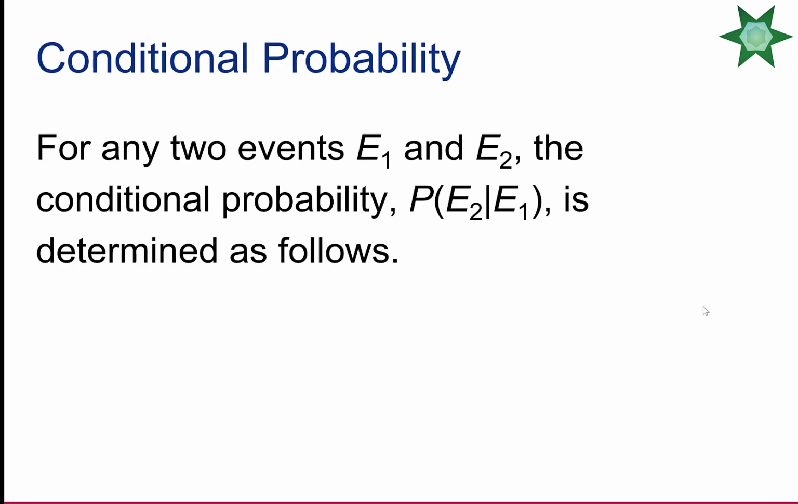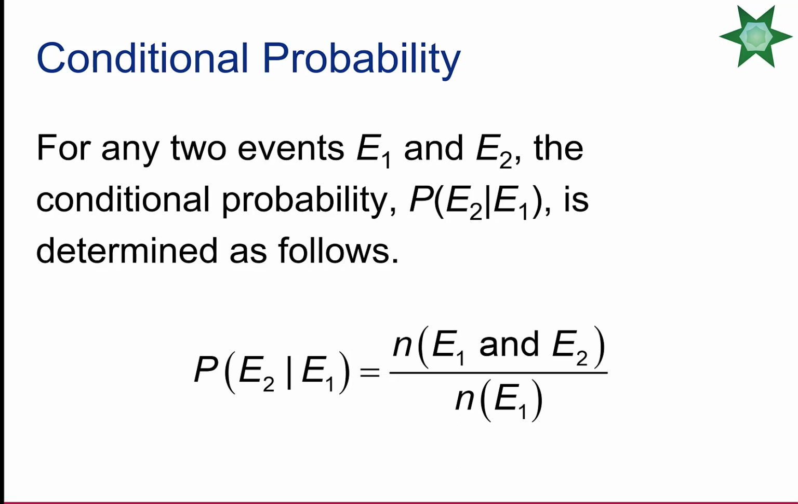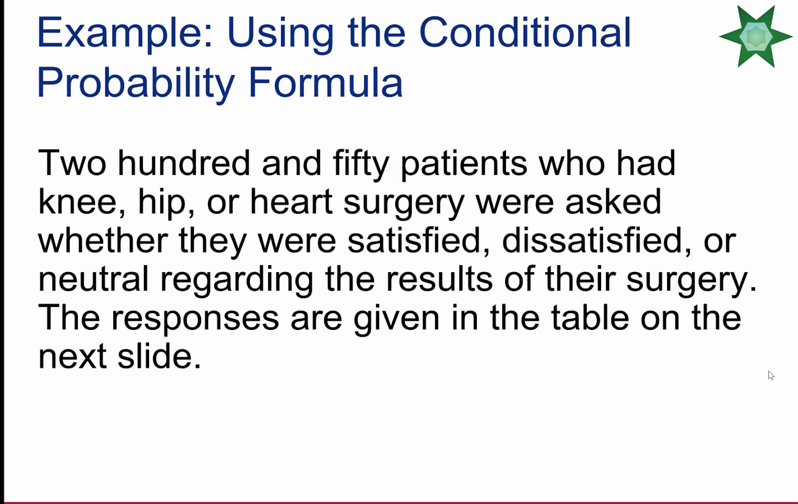For 2 events, E1 and E2, the conditional probability is determined by this formula. The number of events that fall into both E1 and E2 divided by the number of events in E1. And again, remember I said to you, whatever you're conditioning on becomes the denominator in the probability.